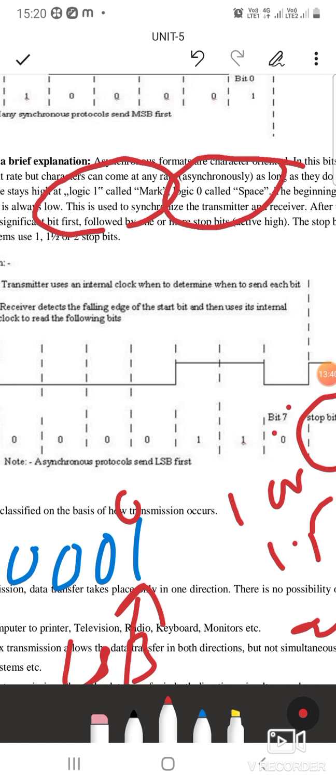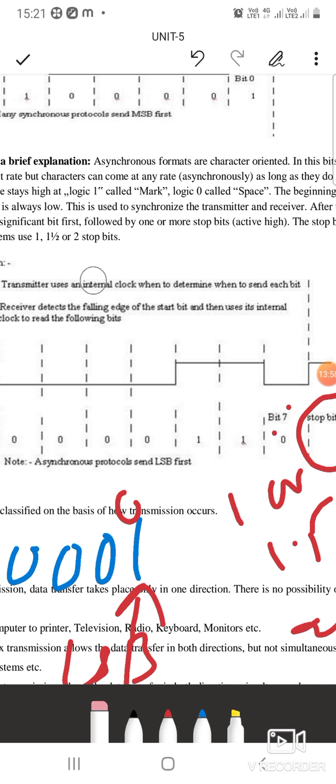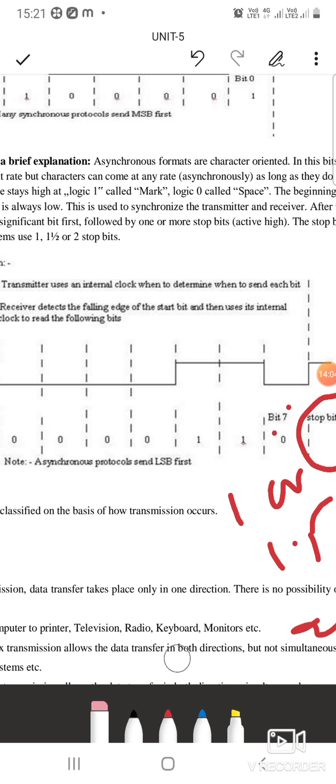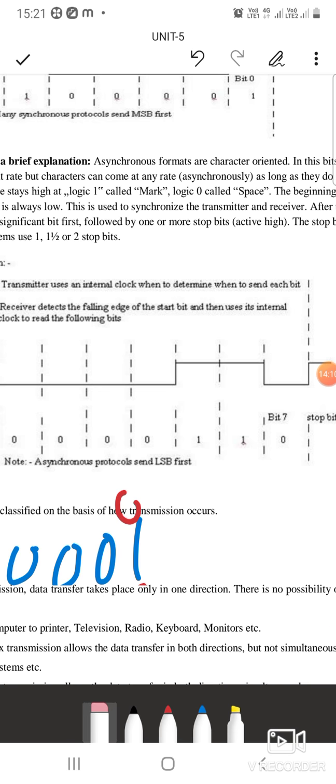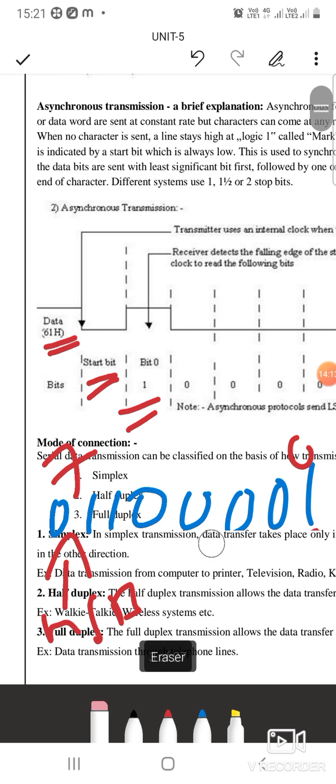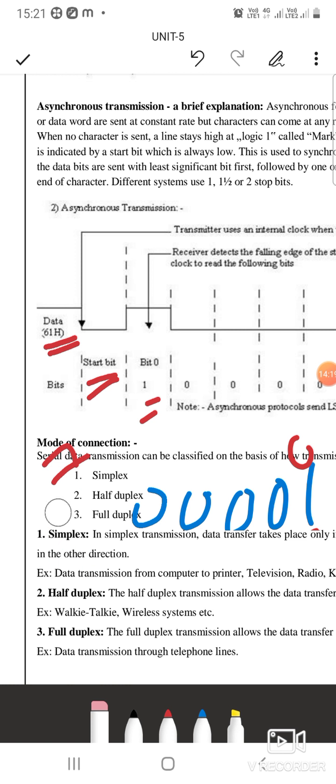So most communications are preferred as asynchronous communications. There are cases where synchronous communications are also used, but asynchronous is more popular. Logic 1 is called a mark and logic 0 a space. So that is about asynchronous and synchronous communication, the two types of communication that we mostly use.